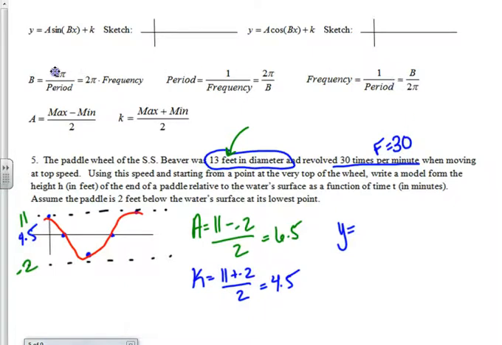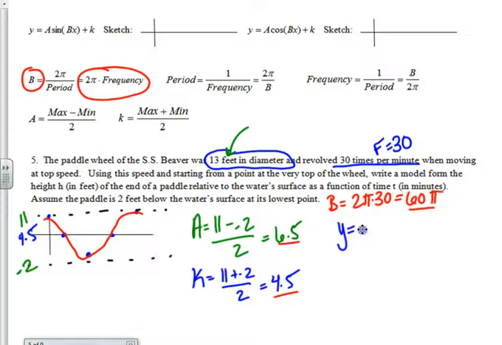So if I want to know the b value, I can use this form of the b value equation that says b equals 2 pi times the frequency. So the b value for my equation is going to be 60 pi. Now I think I know everything I need to know. I know a, k, and b. So the a value goes in front, 6.5. It was, I notice now, a cosine graph if I start at the origin. B is 60 pi, and then I think again they wanted me to use t instead of x, and then my midline was shifted up 4.5. All right.